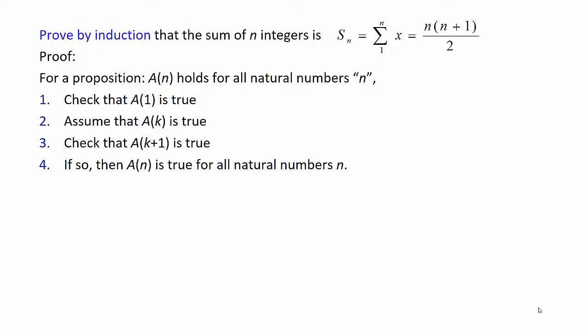So we have a proposition, An, that holds for all natural numbers n. First thing we do is check that it holds for n equals 1. Then we take some arbitrary number k and assume that Ak is true. We derive a proposition for n equals k plus 1 and see if that's true or not. If it is true, then we've proved our proposition by induction.